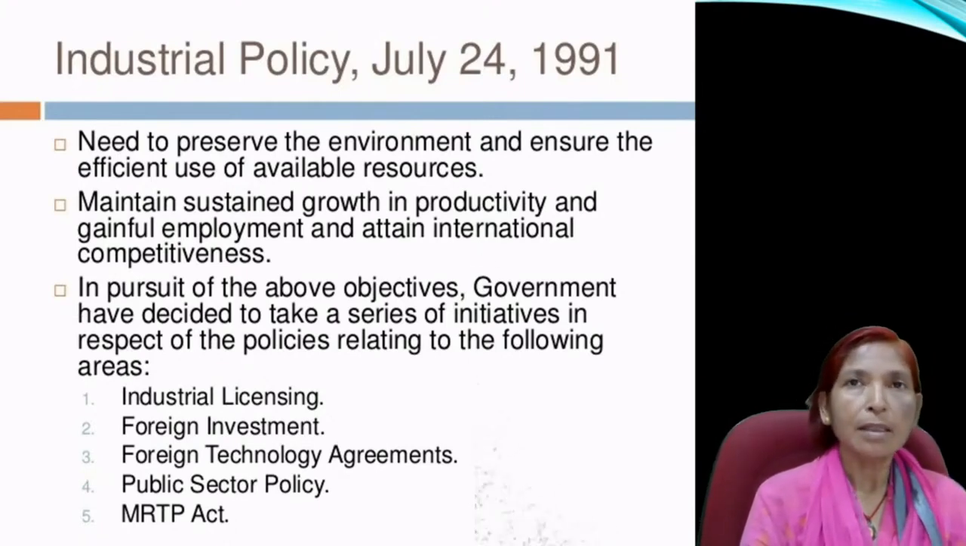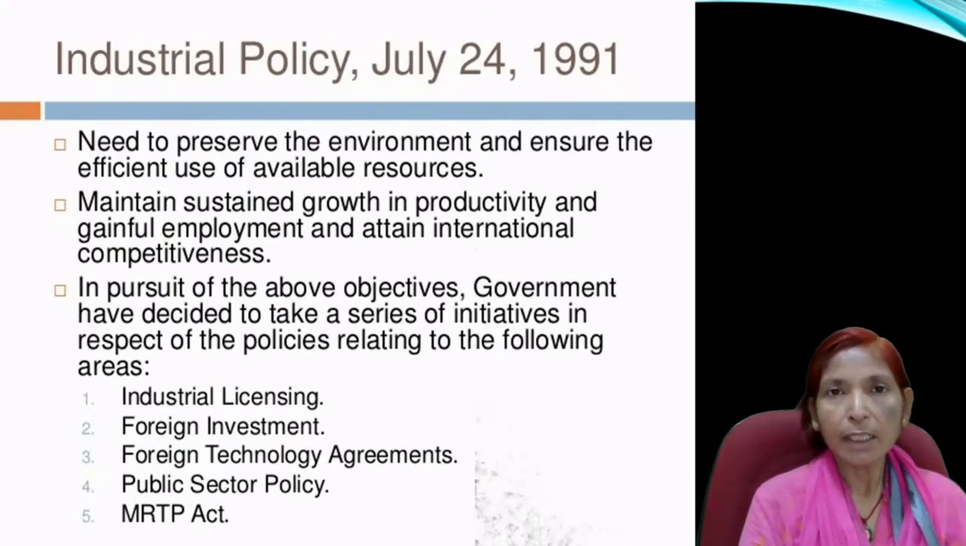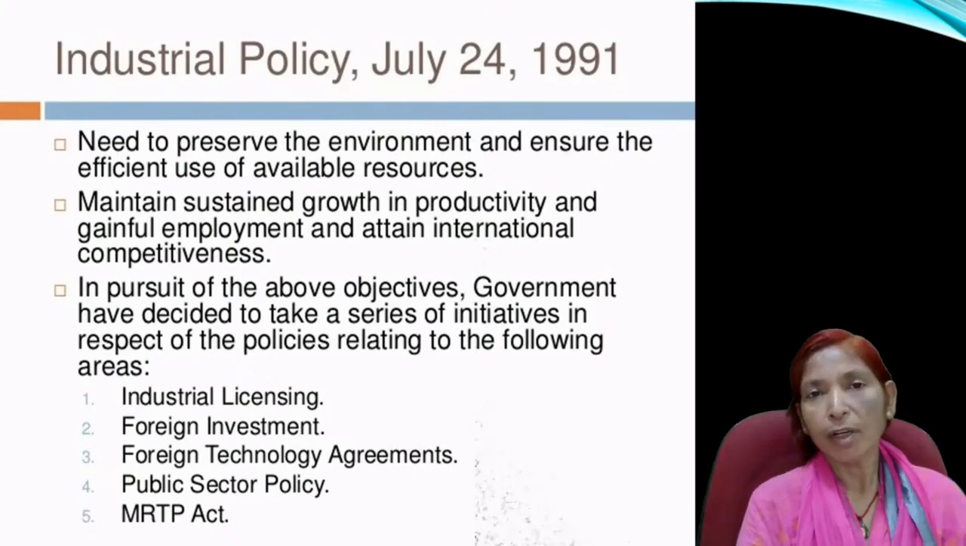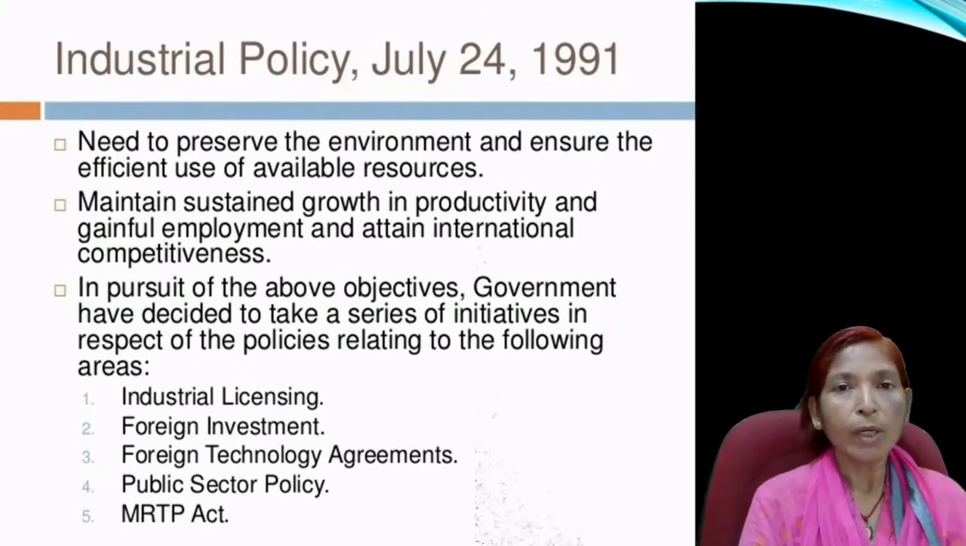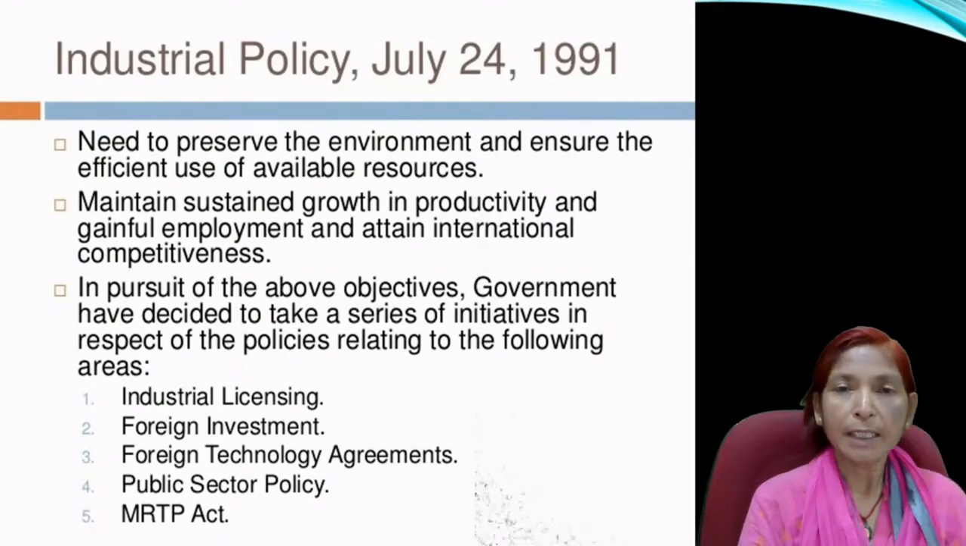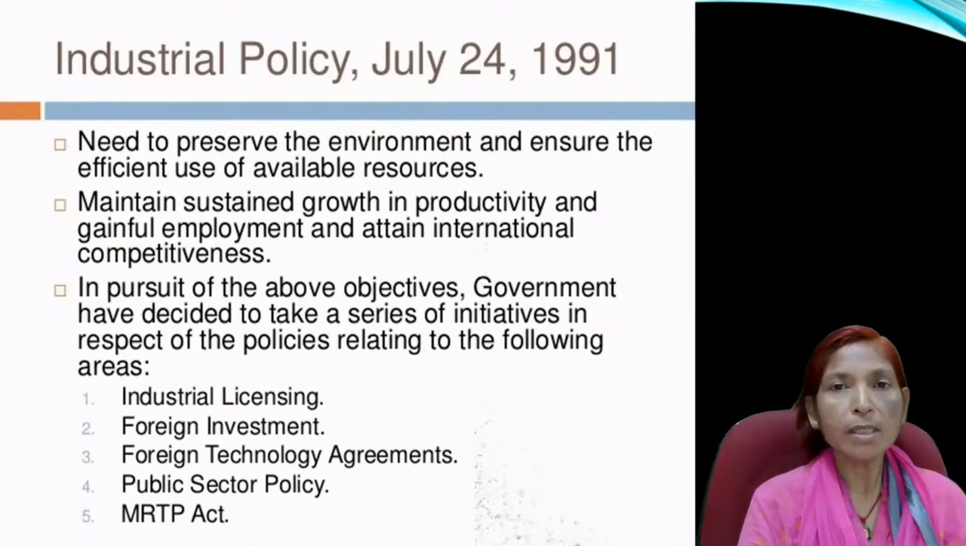And the MRTP Act, the Monopolies and Restrictive Trade Practices Act, was launched in 1969. It imposed restrictions on big industries to control monopoly power and the concentration of economic power. At that time, only 100 crore rupees could be invested in your business enterprise, not more than that. But in the 1991 policy, this act has been abolished. At present, the Competition Act 2002 is in force.